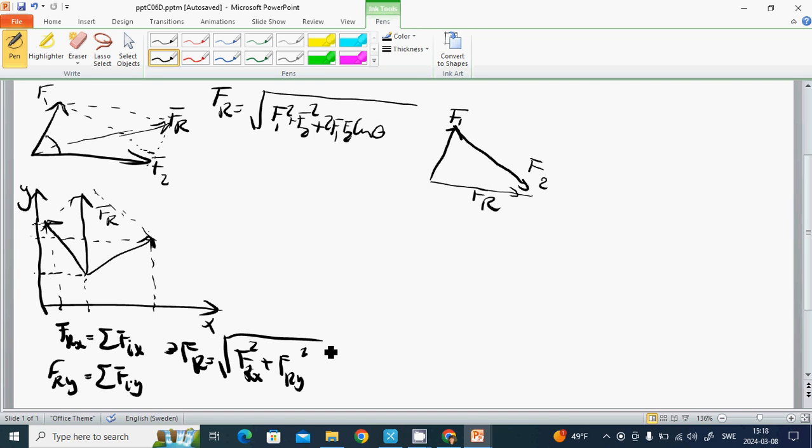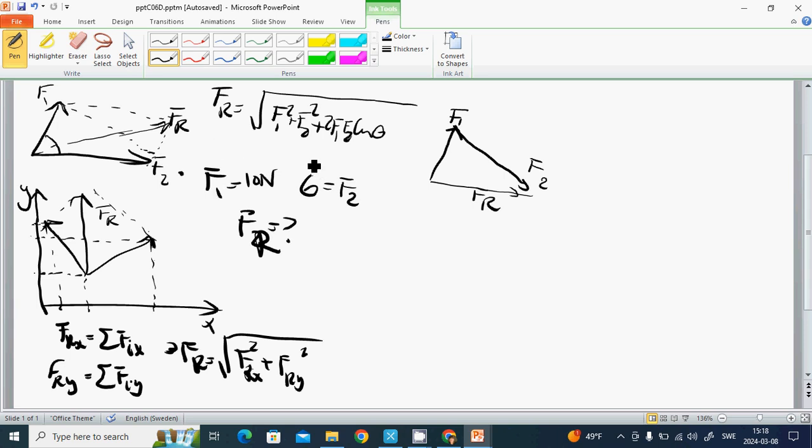Okay, if we have two vectors, F1 equals 10 newton and F2 is 6 newton, what is the FR? FR equals the result of this graph.